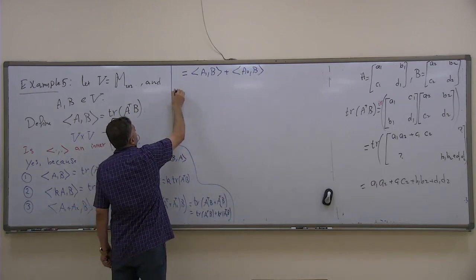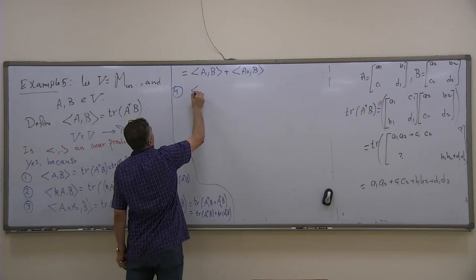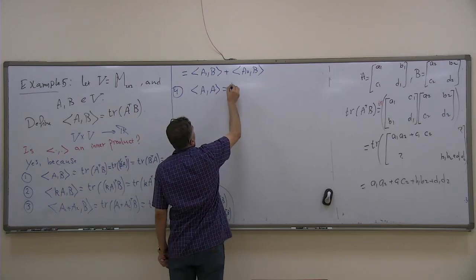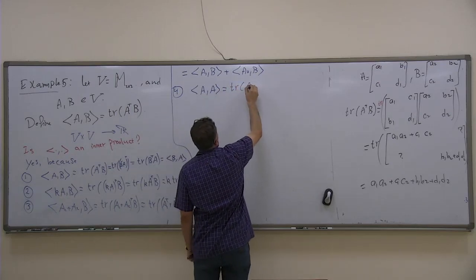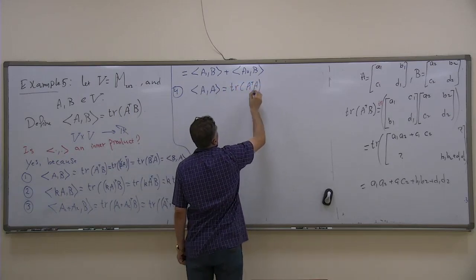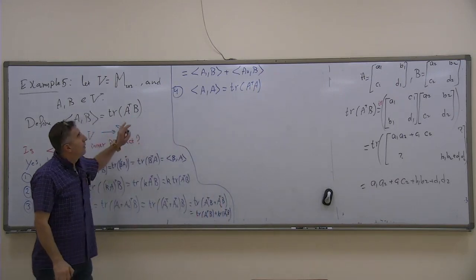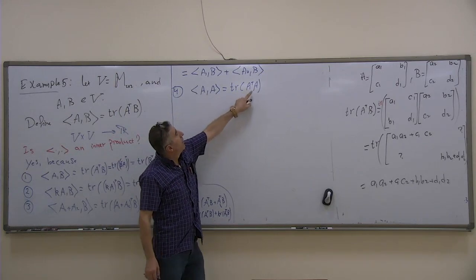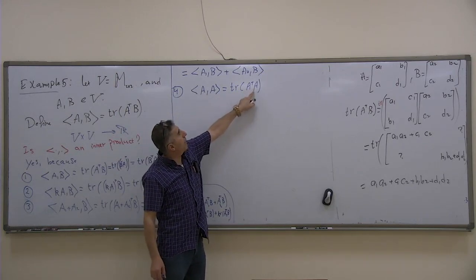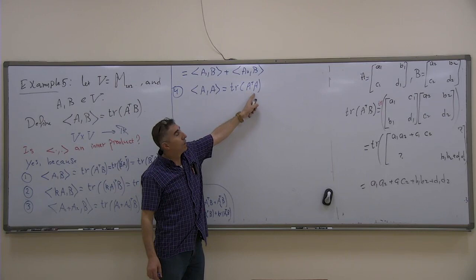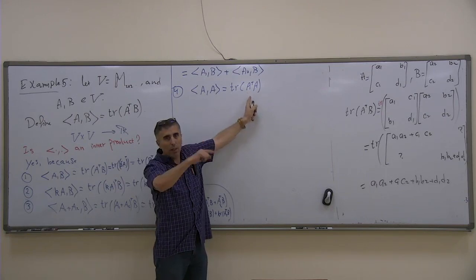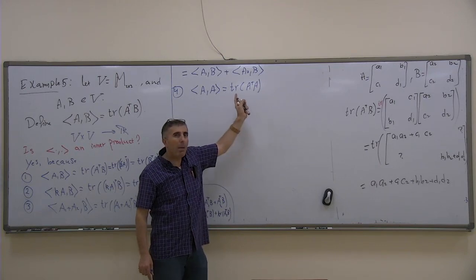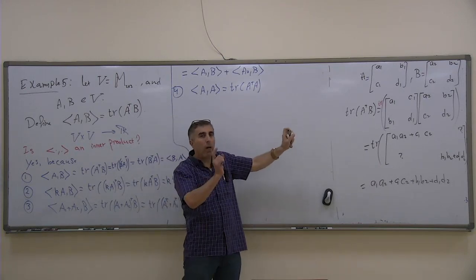The last one, number 4. What happens if you take A with itself? What do you get? You get a trace of A transpose A. Correct? Now, think about you are multiplying a matrix by its transpose. Correct? So think about when you multiply. Then you take the trace. What do you get? You get the elements along the diagonal squared, correct?